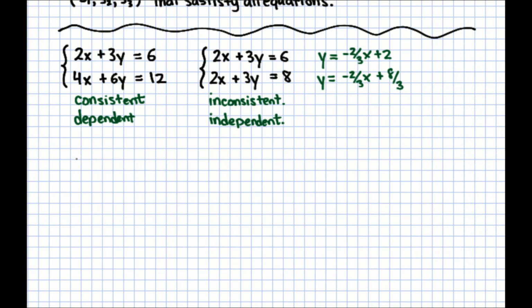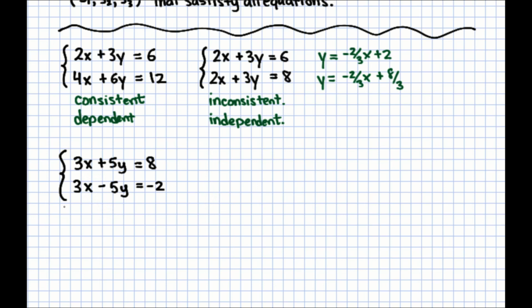So let's say I have 3x plus 5y equals 8. And let's say I have 3x minus 5y equals negative 2. Well, go ahead and pause the video. See if you can determine whether the system's consistent or inconsistent, dependent or independent. So this particular system is both consistent and independent.